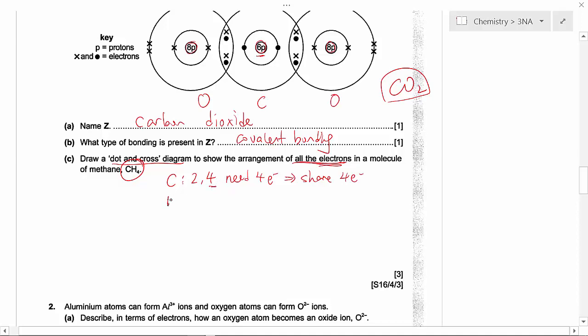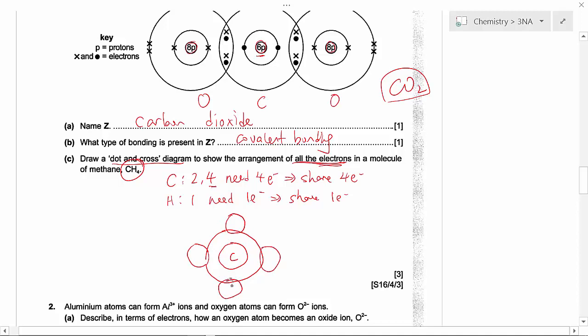And hydrogen is a single one. So you need 1 and share 1. Share the 1 and only. So what you need to do is draw the dot cross diagram. So let me draw the outer shell. Now this is C, hydrogen, hydrogen, hydrogen, hydrogen. There are 4 hydrogen. Because hydrogen can only share 1, but carbon must share 4. So they need to have 4 hydrogen in order to share back with the 4.